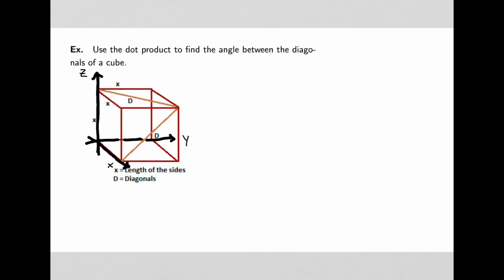Okay, here we're looking to do something that's in 3 dimensions. So we're going to look at a cube, and we're going to try to find out what the angle is between the diagonals of the cube. In this case, by diagonals of the cube, what I really mean is the diagonals of the faces of the cube.